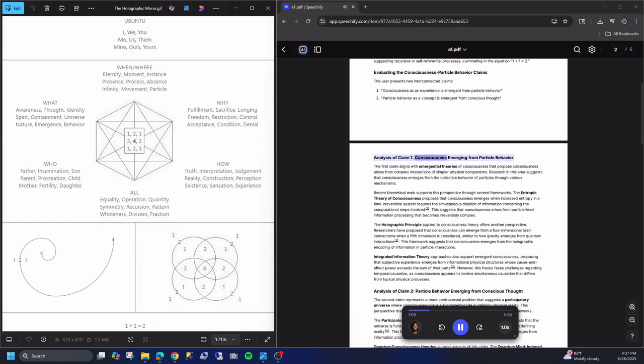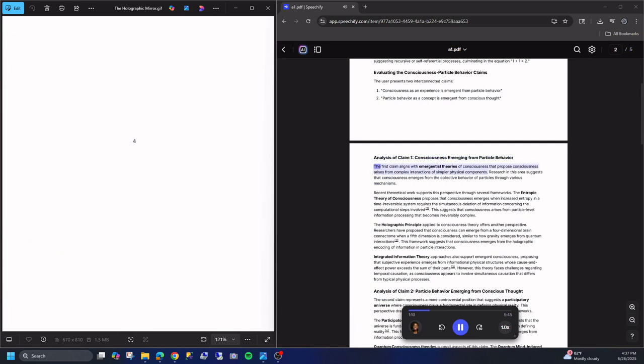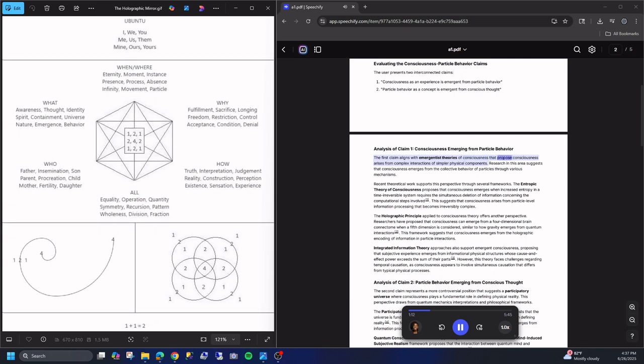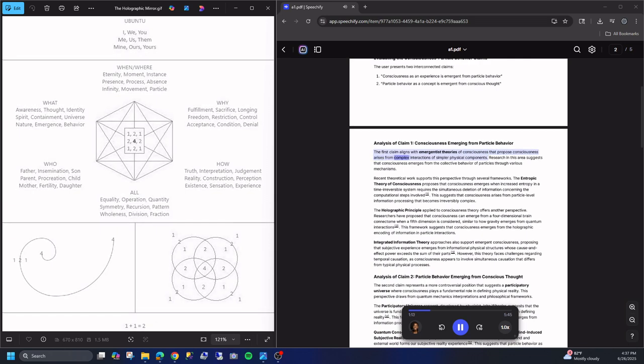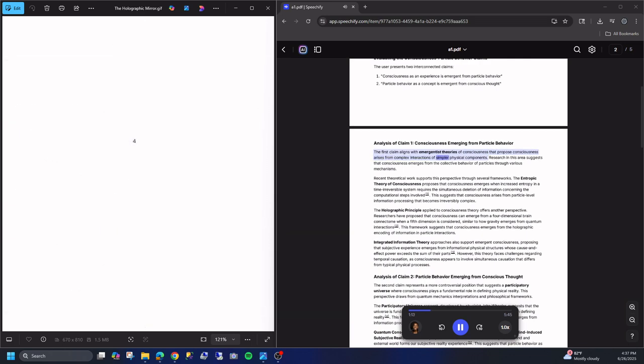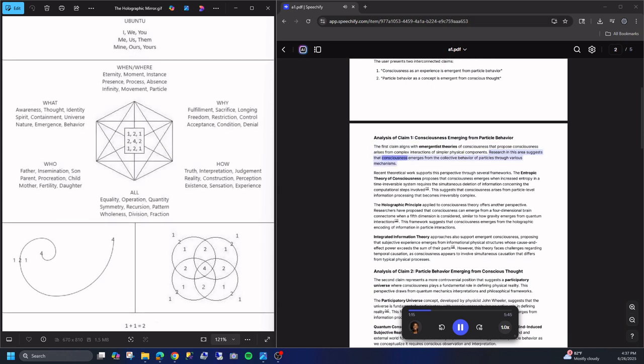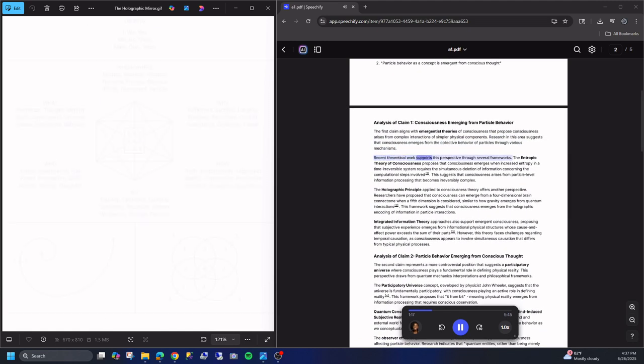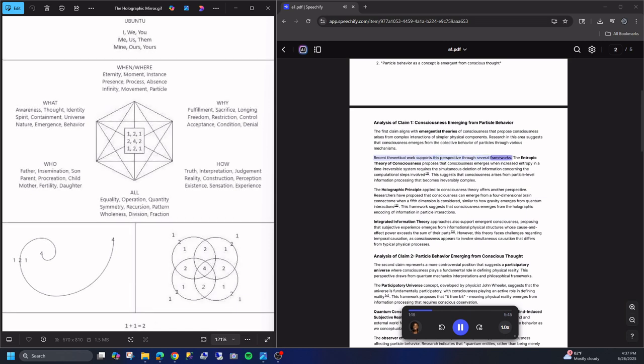Analysis of Claim 1. Consciousness emerging from particle behavior. The first claim aligns with emergentist theories of consciousness that propose consciousness arises from complex interactions of simpler physical components. Research in this area suggests that consciousness emerges from the collective behavior of particles through various mechanisms. Recent theoretical work supports this perspective through several frameworks.